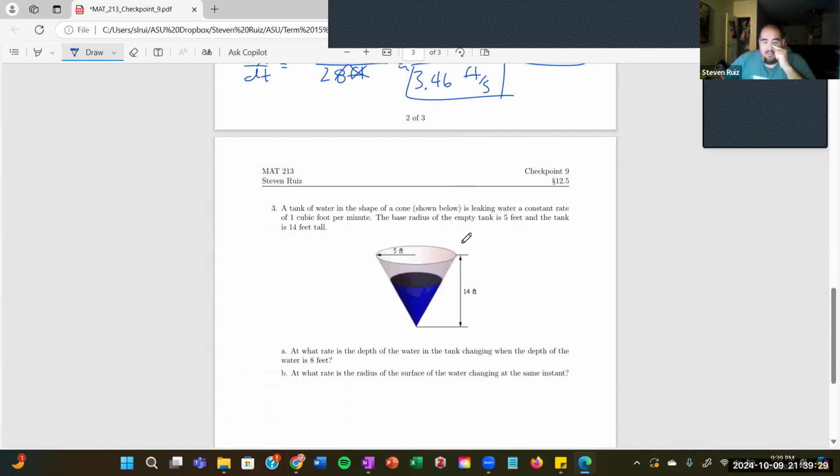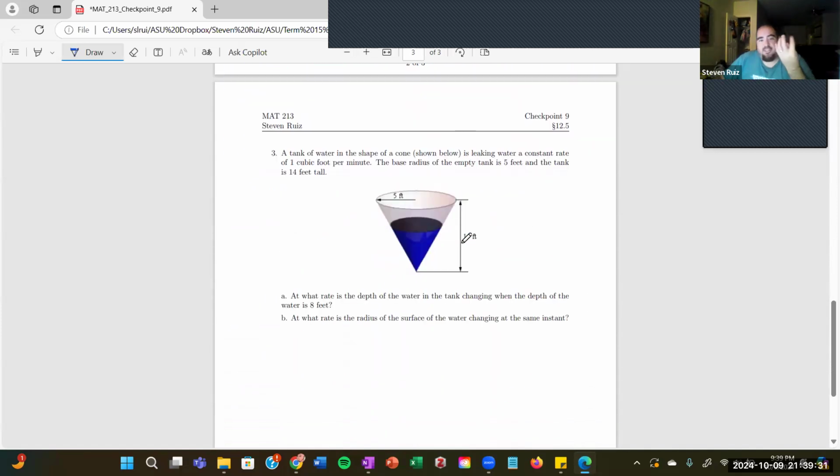Moving on to question 3. So I have a tank of water in the shape of an upright cone. It's leaking water at a constant rate of 1 cubic foot per minute. So that's useful. Cubic foot per minute, so it sounds like I have a change of volume over time. I'm also being told about the base radius of this empty tank, and the tank being 14 feet tall. So something to keep in mind here is that those dimensions that have to do with the tank never change.